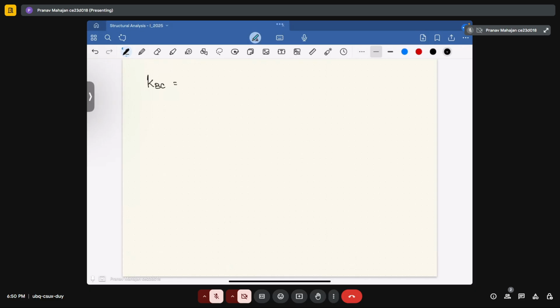So your K of BC again will come out as 4EI upon L of BC. Your L of BC is 9. So that will be 4 by 9 EI, and that will be equal to 0.444 EI. Okay. Now you have to calculate the distribution factors.